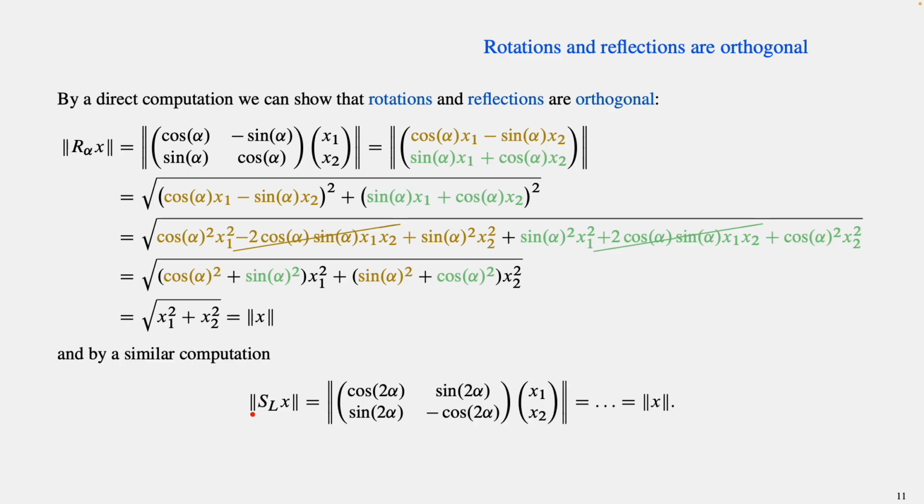And you can use a similar computation to verify that also reflections are orthogonal. So we apply the reflection matrix to the vector x, and then we can expand all the terms in a similar computation, and we find that also the length of the reflected vector is identical to the original vector, which is of course a quite intuitive result if you think about it. But here we can show it, and if you want, you can make this computation explicit as an exercise. It's very similar to the one here.